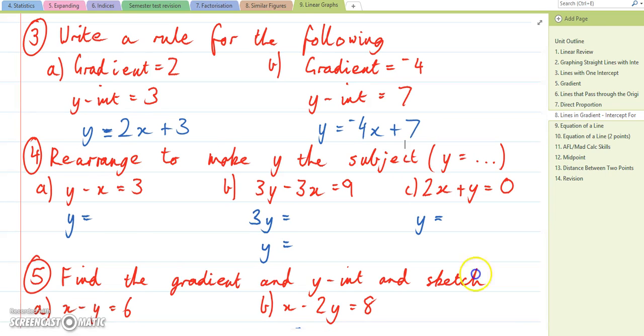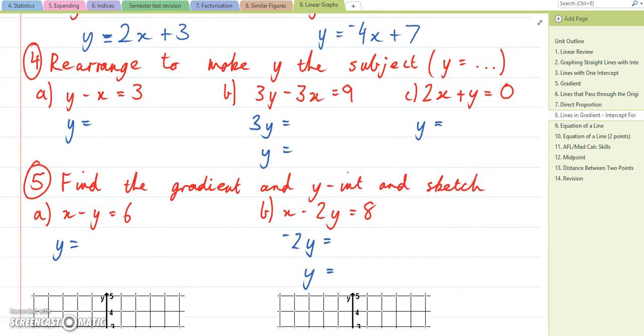You might get some questions like this where you need to rearrange to make y the subject, meaning making it y equals. Here I'm going to add x to both sides, leaving me with y equals 3 plus x, or you could write it as x plus 3, doesn't really matter.